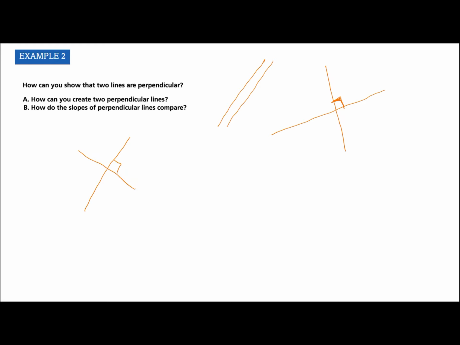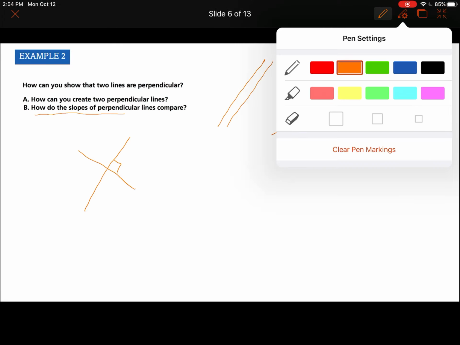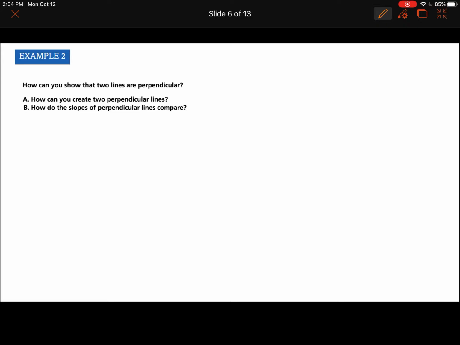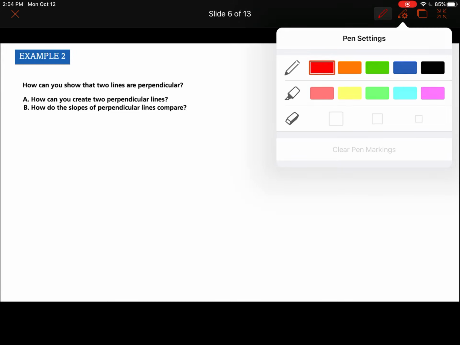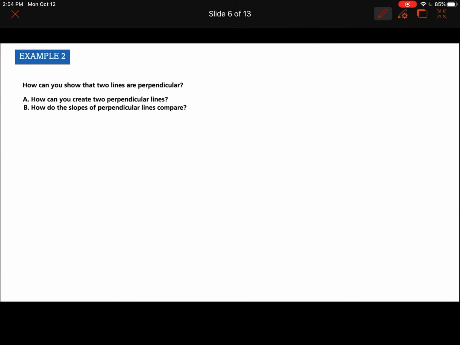Well, as I said, we're going to be looking for those right angles. That's an important relationship. And we're going to jump down to the slopes, because that's kind of the big piece here. So let me erase what I've got quickly here. Whoops, too far. All right, so let's clear this. So how do the slopes compare?